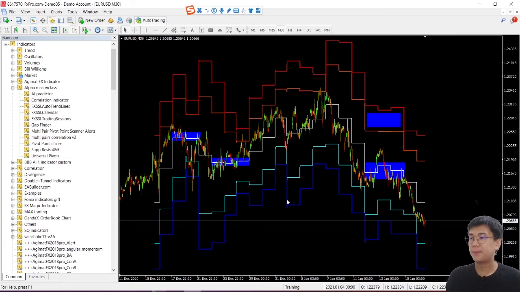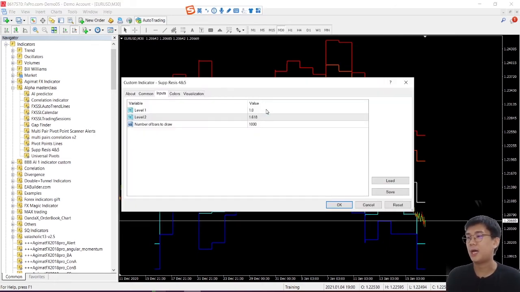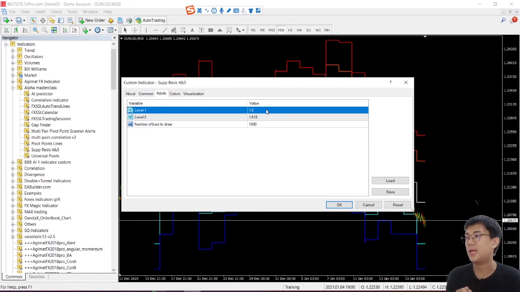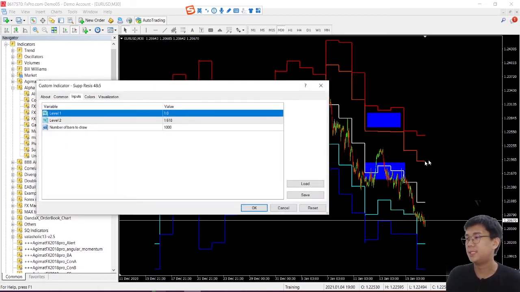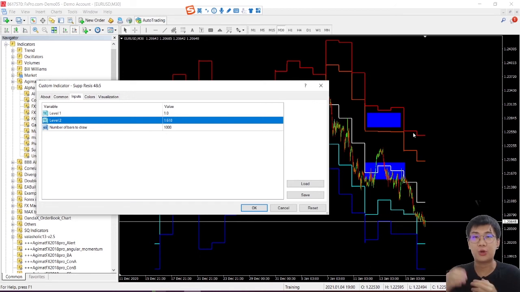For the setting parts, there will be a little bit of tweaking here. What I'm using right now is I am using 1.0 for the level 1, which is this level, and 1.618, which is the higher level. This is just a multiplier how far you want it to be. From my observations, 1.0 and 1.618 is enough for you to identify if the market is in extreme level or not. What I mean is that crazy zone, crazy trading, or just a normal trend.